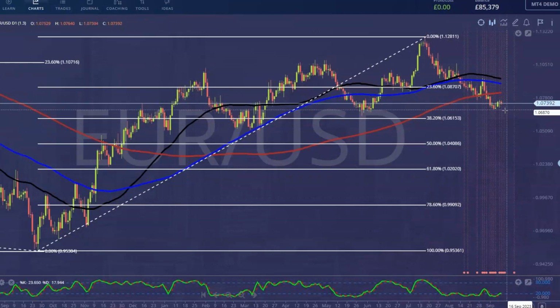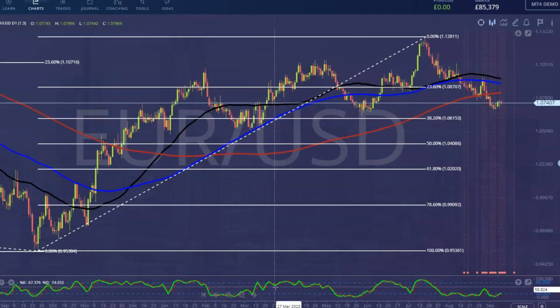Some people would argue this is a correction in the bull trend. I'm starting to think that this is a resumption of the longer term bear trend. Now, as long as we hold below sort of 1870, 1920, it's going to indicate to me that this market is heading down. We've got a little bit oversold on the slow stochastics on the bottom there.